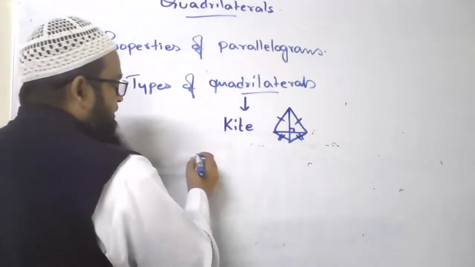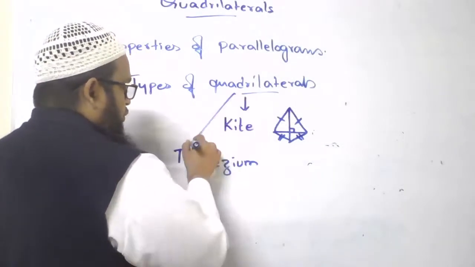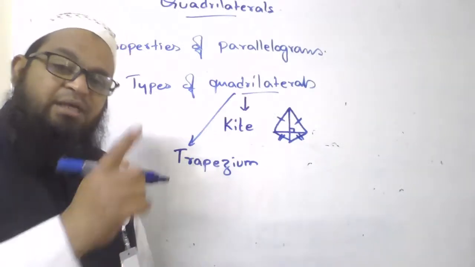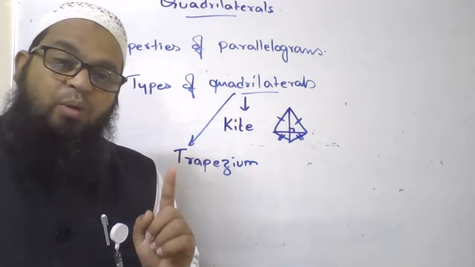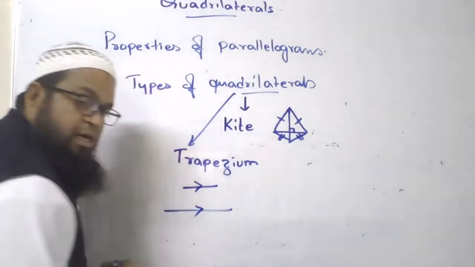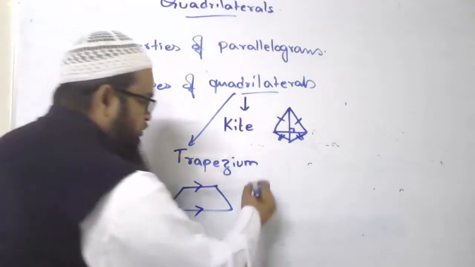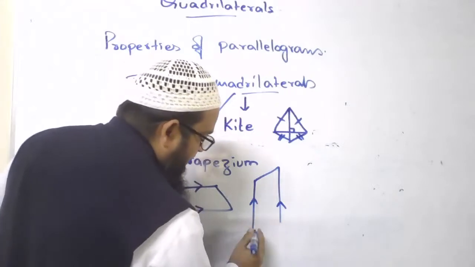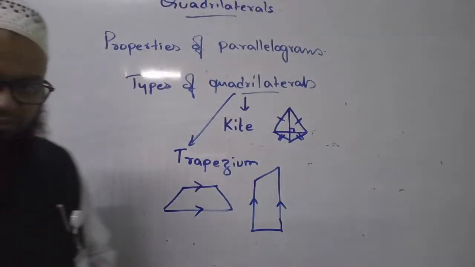The next one is trapezium. So then what is a trapezium? Trapezium is a quadrilateral in which you have only one pair of parallel sides. So it can be like this. Okay, now join these ends. This is trapezium. Trapezium can also be like this. These two are parallel and join this, or it can be even like this. Okay, these are all trapeziums.